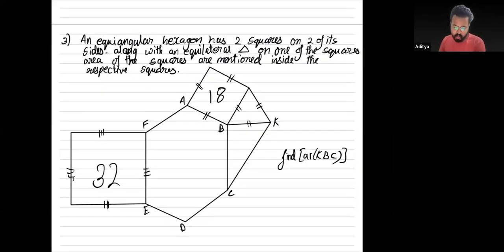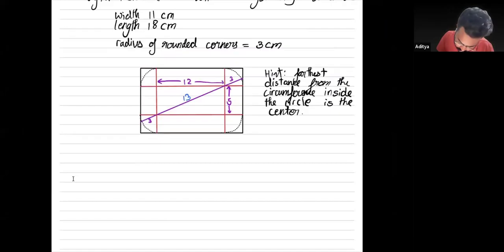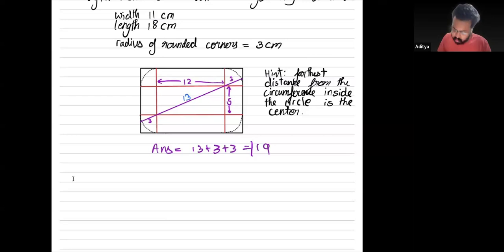There is an equiangular hexagon. Equiangular means all the interior angles of this hexagon are equal. Answer is 19. So if anyone is curious, answer equal to 13 plus 3 plus 3 equal to 19.